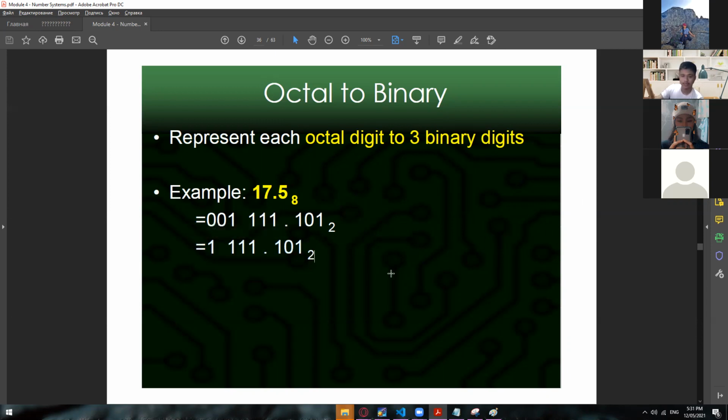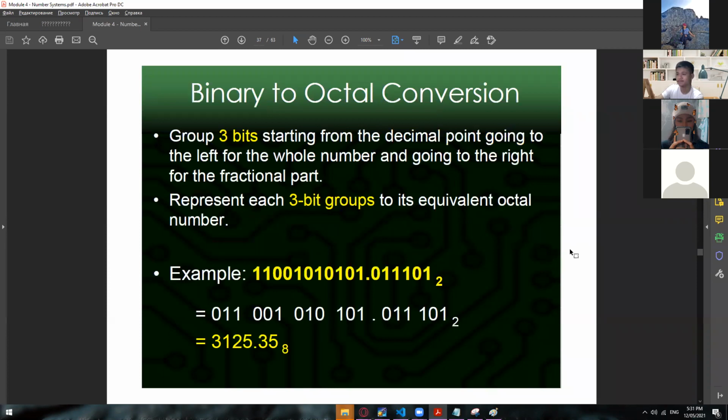So did you guys get this one so far? Okay, very good, Mr. Perez, Ms. Kyla. Okay, very good. So most of you were able to get it. So I hope again the others were also able to get the idea.